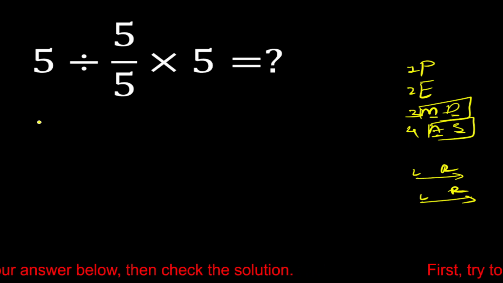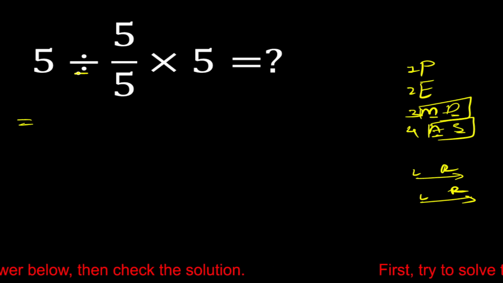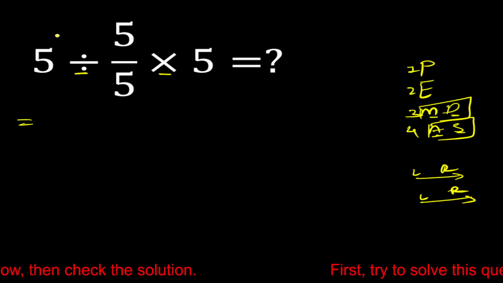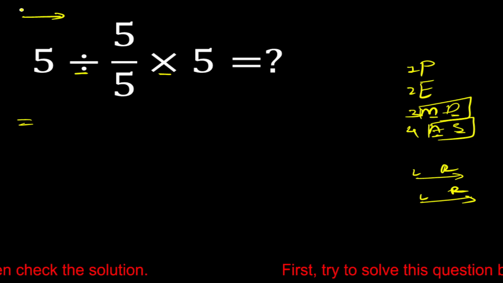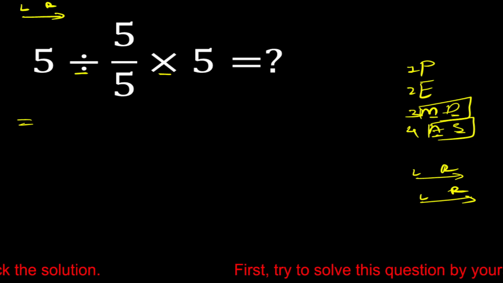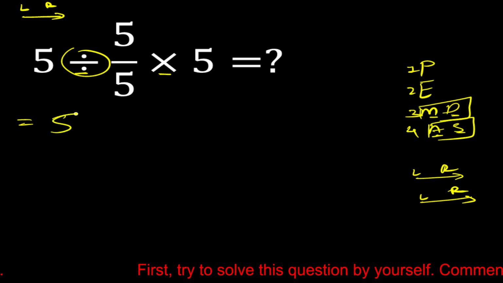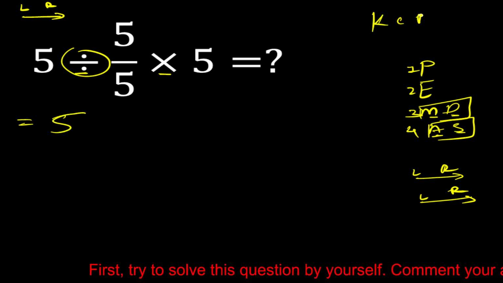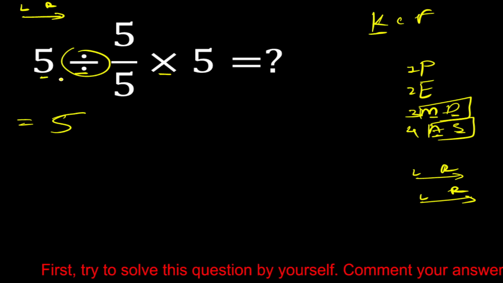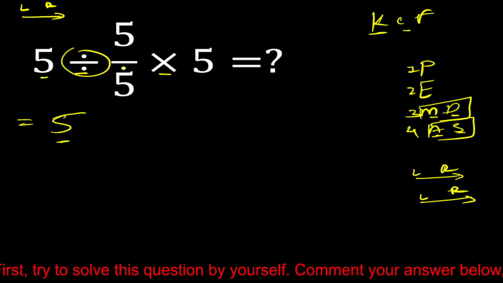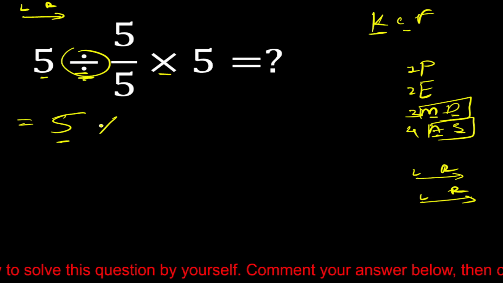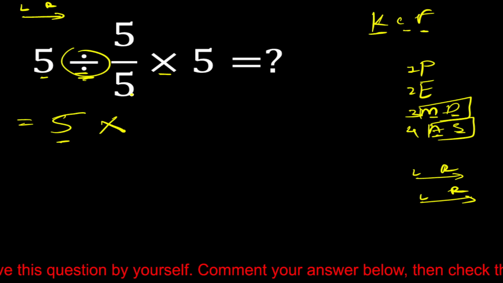Okay. So in this question, we have one division and one multiplication. Both have equal priority. So we have to solve it from left to right. Okay. So first we have to solve this division. So 5. Now according to KCF rule, K means keep this 5 as it is same. C means change this sign from division to multiplication. And F means flip this last fraction.